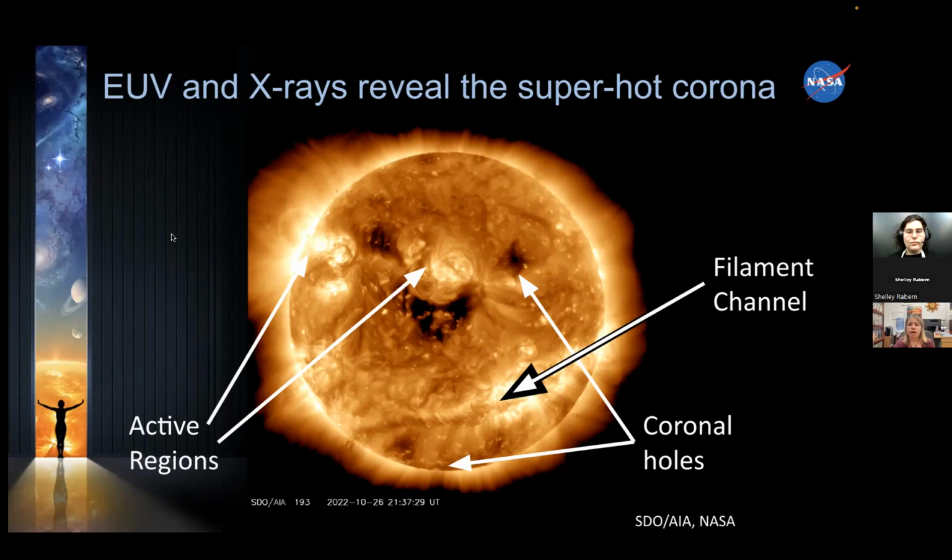All right, so we've got lots of features. These active regions can have flares, they can have eruptions. Filament channels can also have eruptions. And coronal holes, again, are sources of steady flowing plasma out to the heliosphere. So all of these things are examples of phenomena on the sun that can have impact on the heliosphere and on the space weather processes at the planets.